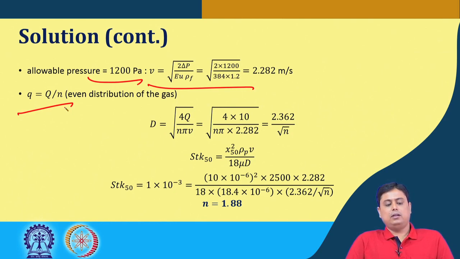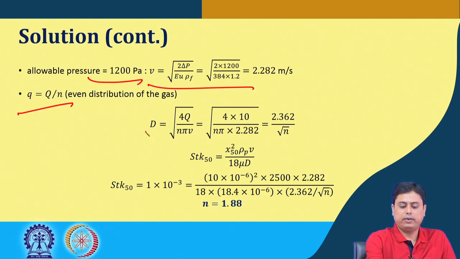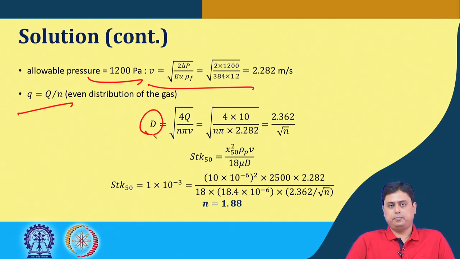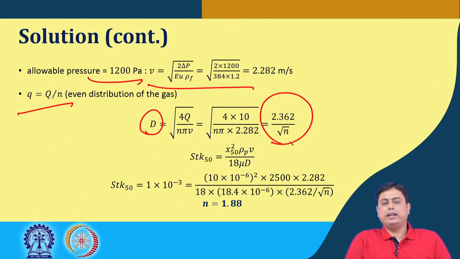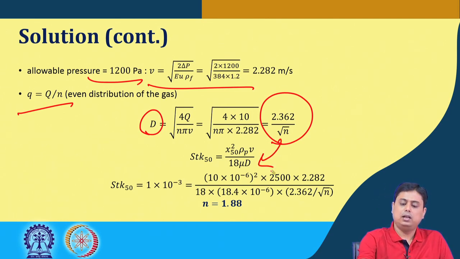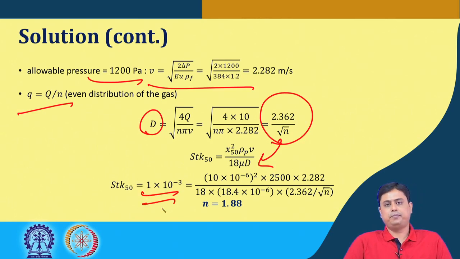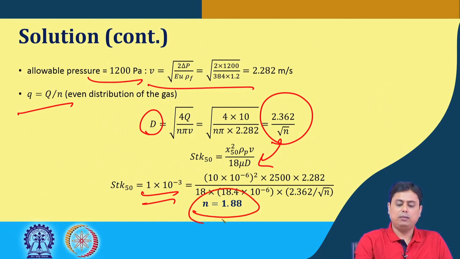So from V and this Q, we can find out the diameter. We find the diameter having an expression of n, the number of cyclones. We put this in the Stokes number that is mentioned, that is fixed for the problem, to find the value of n. And we see that the value of n is 1.88.